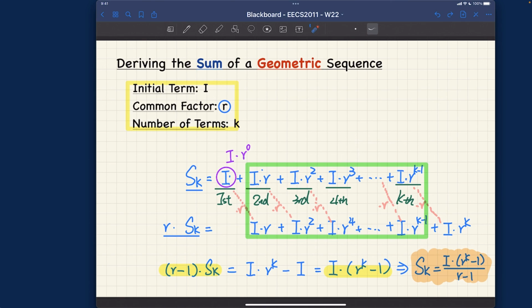Alrighty. Assuming that you're okay with this formula over here, let's now move on to do our analysis for the doubling strategy.